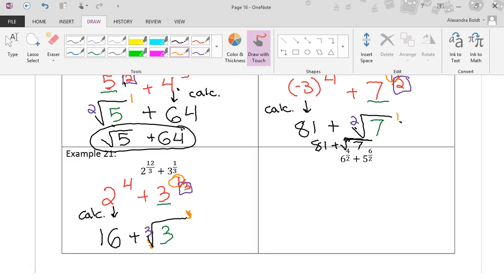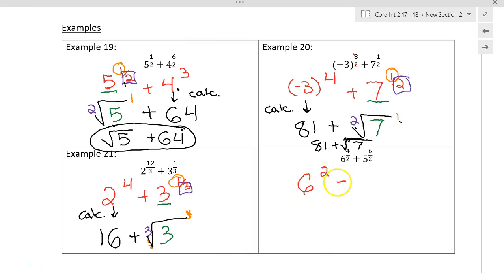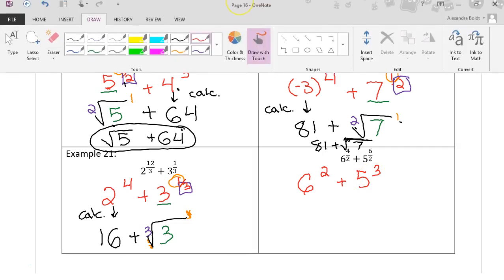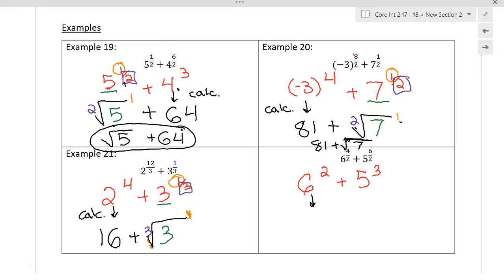Alright, looking at our last one, we have 6 to the 4/2 plus 5 to the 6/2. I can divide 4 by 2. That's 2. I can divide 6 by 2. That's 3. Again, you can use your calculator to get these numbers. I'm not going to show it for the sake of time because I showed it on the other 3. But 6 squared, that's the whole number, is 36. This one I can put in my calculator too because it's a whole number exponent. 5 cubed is 125.